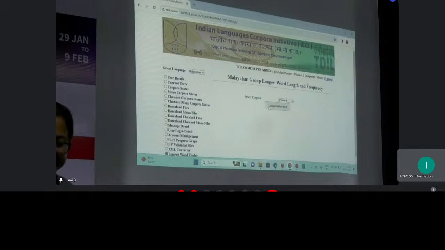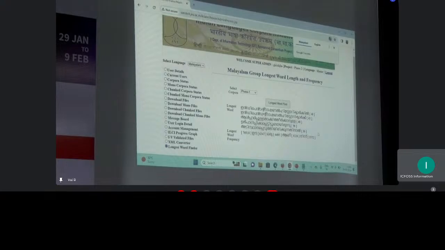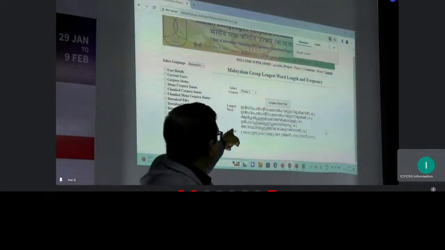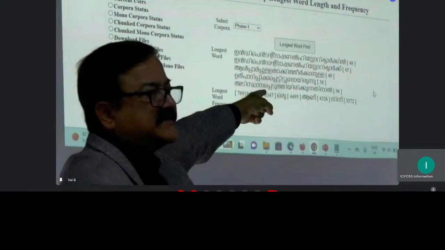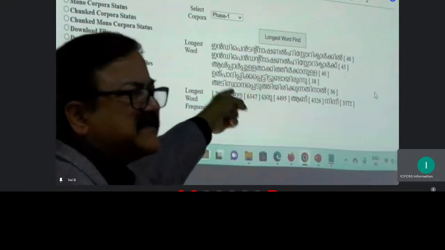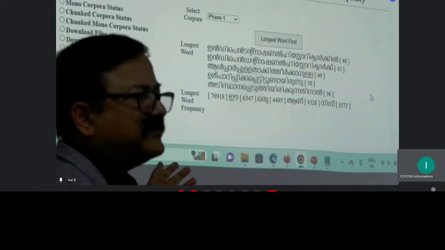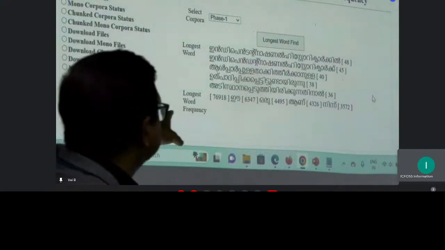See interesting things. Look at this biggest word. It must be from the medical domain. What is the word there? Malayalam? Just 48 utterances. It must be the name of some medicine, right? What is the word? The strongest word. This word.